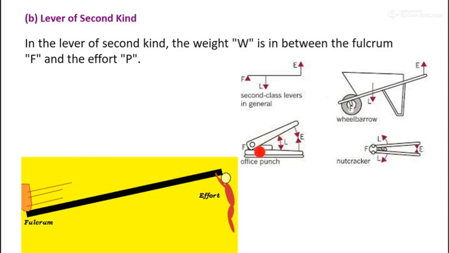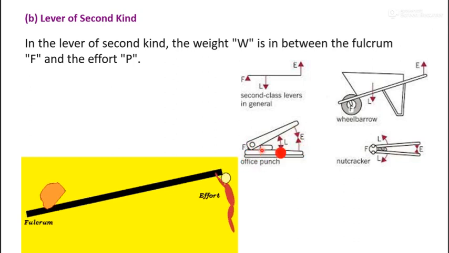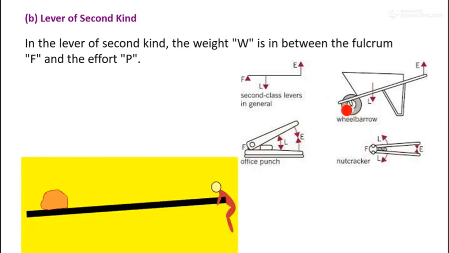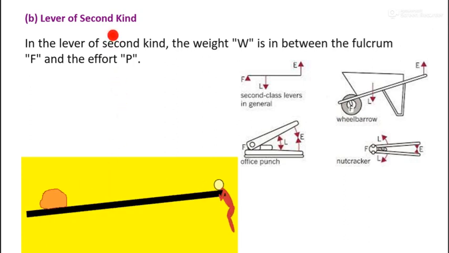Again, you can see the load, the effort and the fulcrum. The rotation part is called the fulcrum. This is also a fulcrum, the rotation part. In this example, effort is applied at this point, and the load is between the fulcrum and effort. This is the lever of second kind.